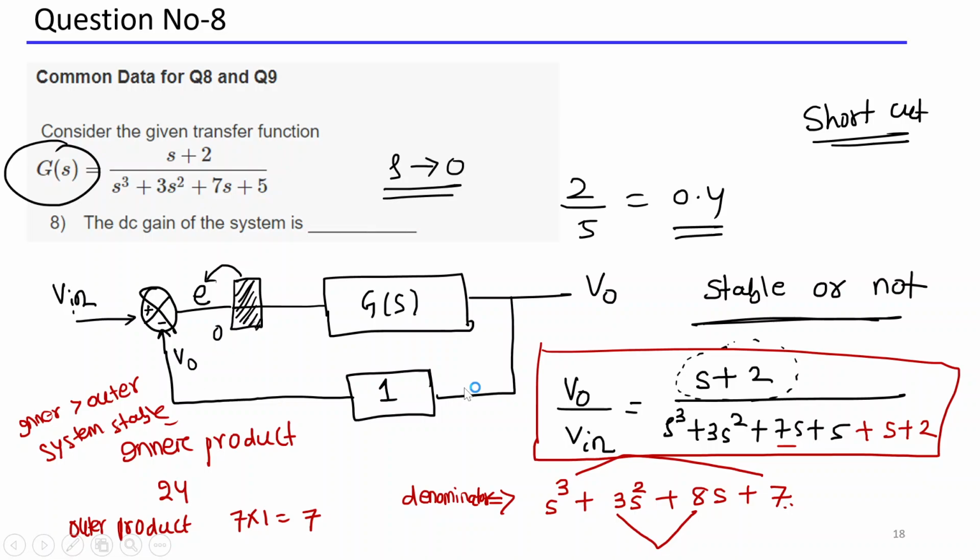If you are clear on question number 8, let's move to question number 9. If you have any doubt, then tell me. Sir, what is meant by DC gain, sir?